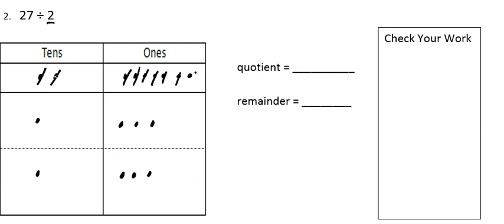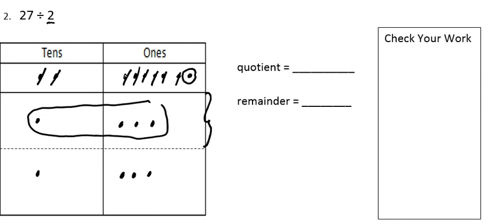And again, I have 1 dot left over. The quotient, or the answer to my problem, is what I have in one row. So in one row, I have 1 10 and 3 1s. Or in other words, I have 13. My quotient is 13. When I divide 27 into 2 equal groups, there will be 13 in each group, and there will be 1 left over.